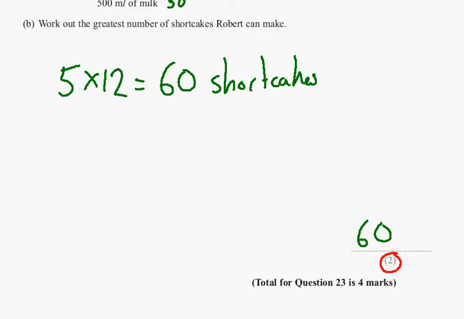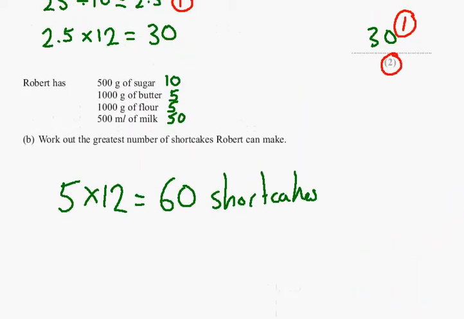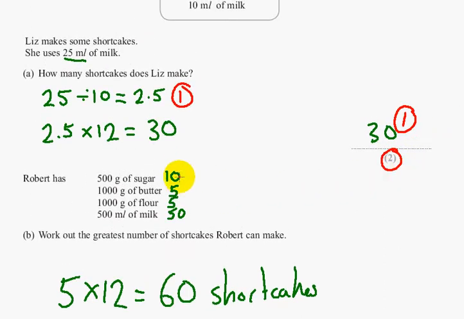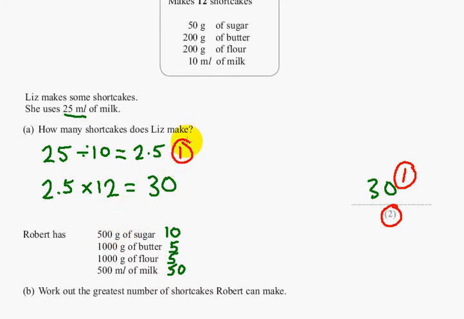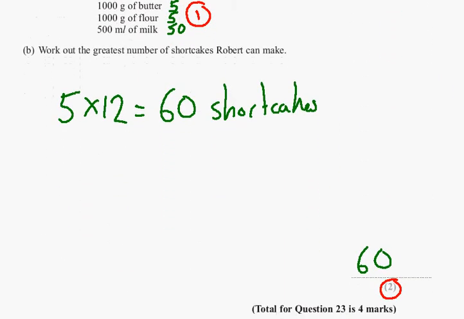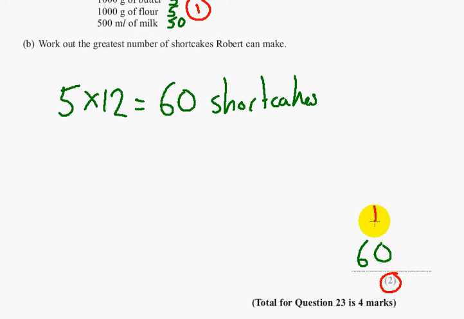Let's have a look at where those 2 marks come from. The first mark comes from any of these. That's 500 divided by 50, 1000 divided by 200, 1000 divided by 200, or 500 divided by 10. Any of those would have got you the first mark. The second mark comes from the final answer of 60. And that's it for question 23.